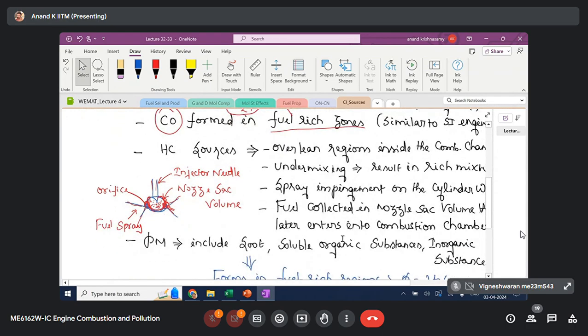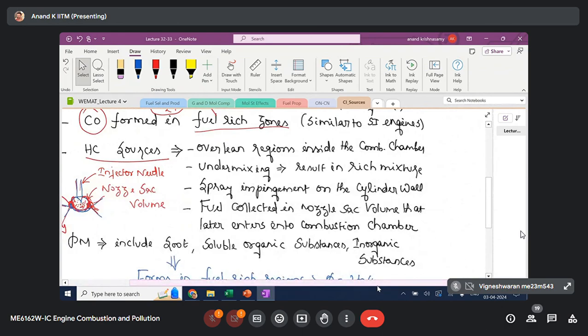HC, the sources are slightly different compared to the spark ignited engine. In a compression ignited engine, the HC sources are primarily governed by the mixing. So when you have over-lean regions inside the combustion chamber, over-lean regions are primarily due to over-mixing. When air is mixed too much with the fuel, you will have a high air concentration with very less fuel concentration. That will lead to an equivalence ratio below the lean flammability limit.